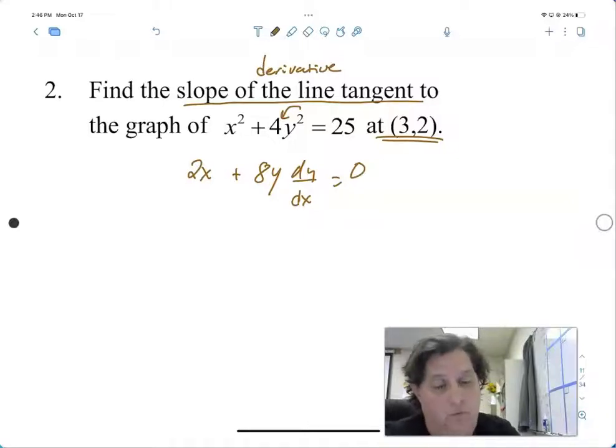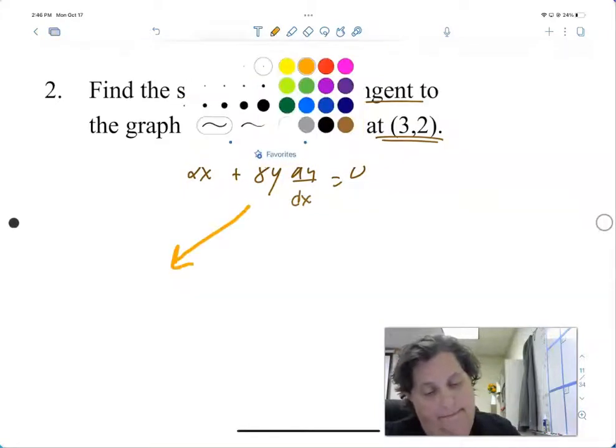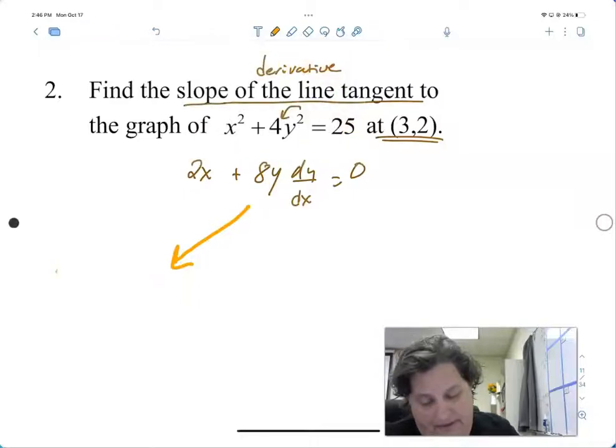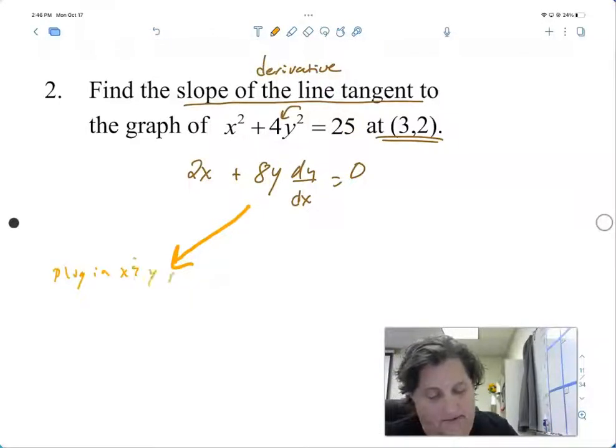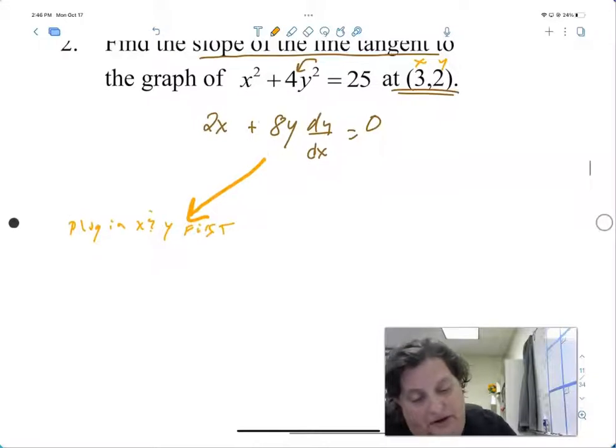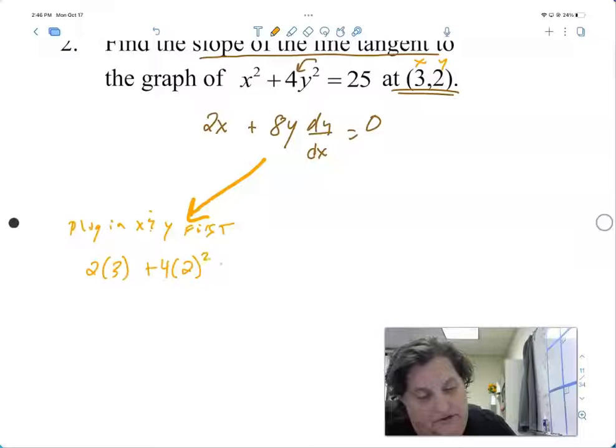Now, you can do this one of two ways, okay? You can plug in x and y first, okay? So here's x, here's y. I could plug those in. So I can go 2 times 3 plus 4 times 2 squared equals 25.